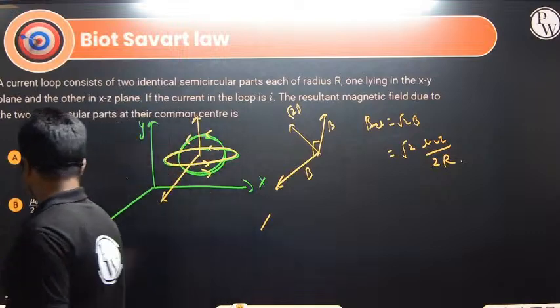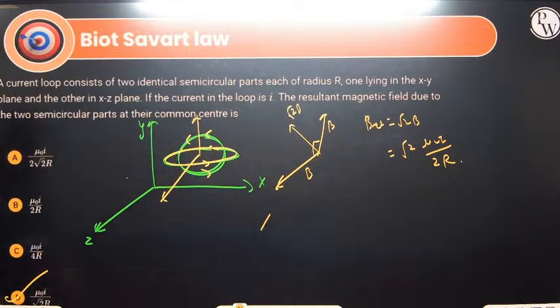The answer is option 4. Okay, mu naught I divided by 2R, 2 by root 2, that is root 2 by 2.